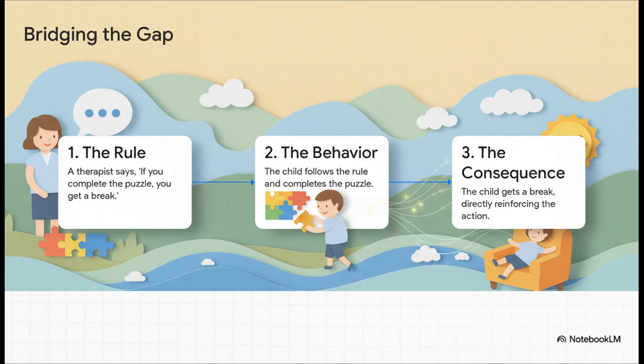You can see this play out perfectly in a therapeutic setting. Step 1, the therapist provides a rule. If you complete this puzzle, then you get to take a break. That's the verbal antecedent. Step 2, the child does the behavior. They complete the puzzle. And step 3, the consequence. The child immediately gets their break, which is a direct, positive reinforcement. After a while, the act of completing the task just becomes associated with that good feeling, and you might not even need the verbal rule anymore.